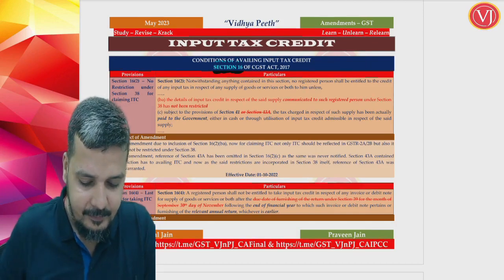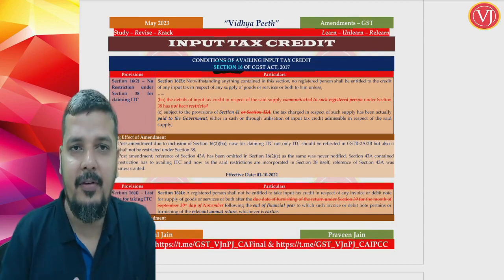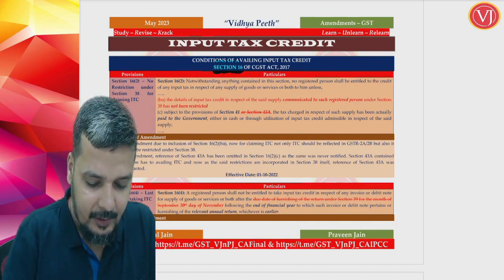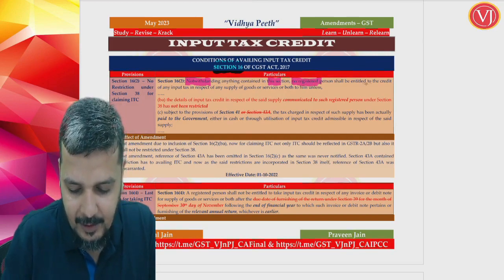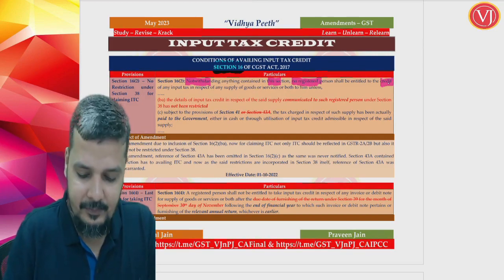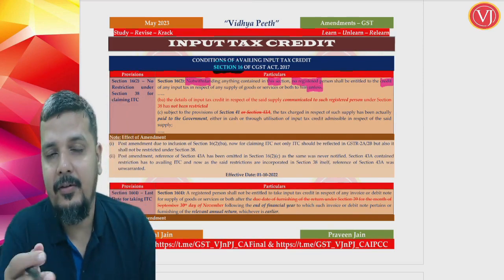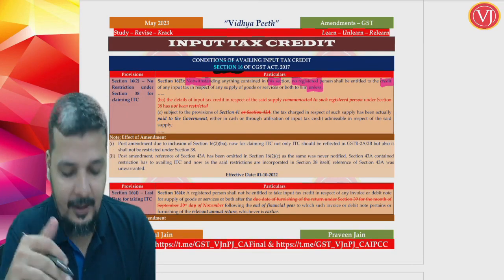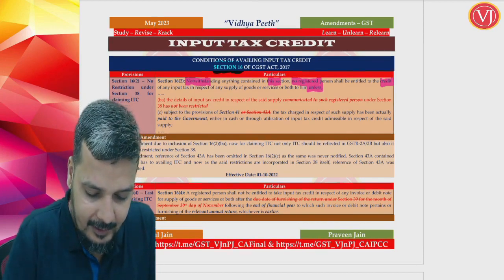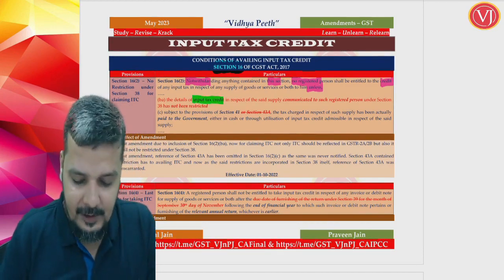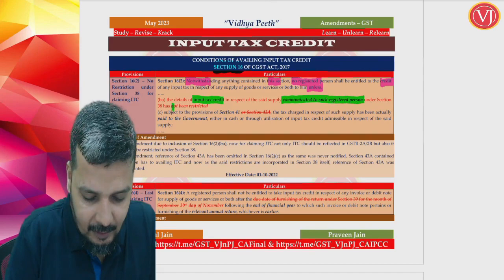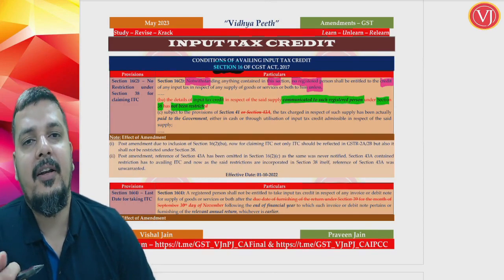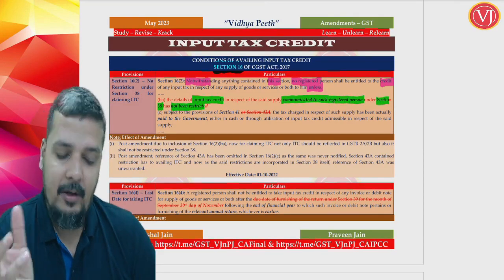Let us see that. If you see the basic provision of Section 16, subsection 2, it starts with 'notwithstanding anything contained in this section, no registered person shall be entitled to credit of input tax' unless what is given here: unless the details of input tax credit in respect of the said supply communicated to such registered person are not restricted under Section 38. You will get the details of your input tax credit in your GSTR 2B, 2A. So that should not be restricted.